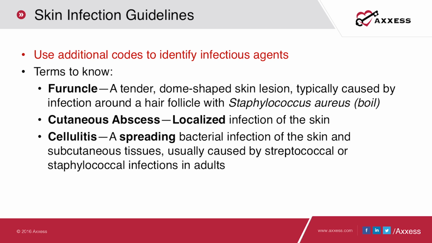More terms to know are furuncle. A furuncle is a tender dome-shaped skin lesion. It typically is caused by infection around a hair follicle with Staphylococcus aureus. Old people used to call these boils, or non-medical people may still call them boils. A cutaneous abscess is a localized infection of the skin, whereas the cellulitis we talked about a minute ago is the spreading bacterial infection of the skin and subcutaneous tissue, and it's usually caused by streptococcal or staphylococcal infections in adults.